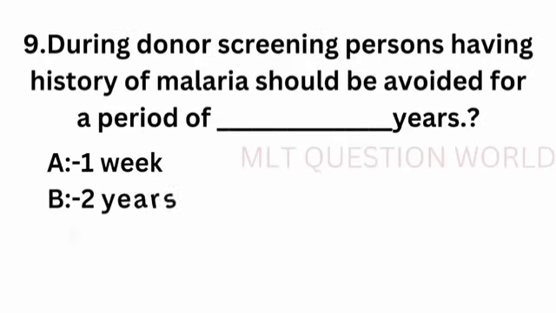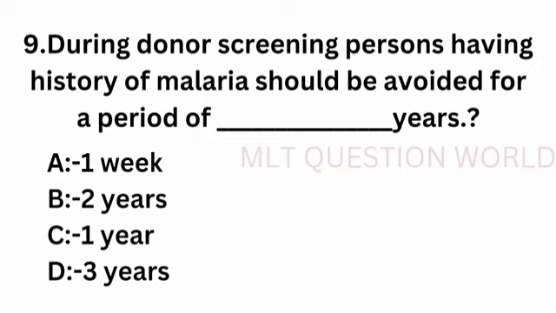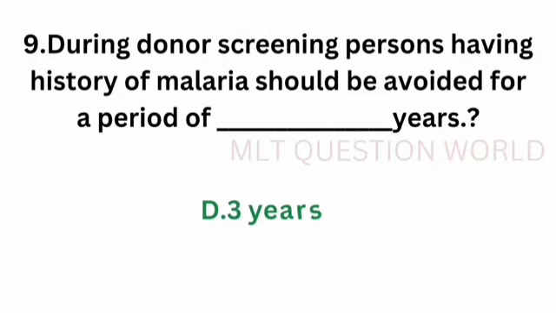Question number 9. During donor screening, persons having history of malaria should be avoided for a period of dash years. Option A 1 week, option B 2 years, option C 1 year, option D 3 years. During donor screening, how many years should be avoided for a person having history of malaria? The correct answer is option D 3 years. A person having malaria should be avoided for a period of 3 years during donor screening.